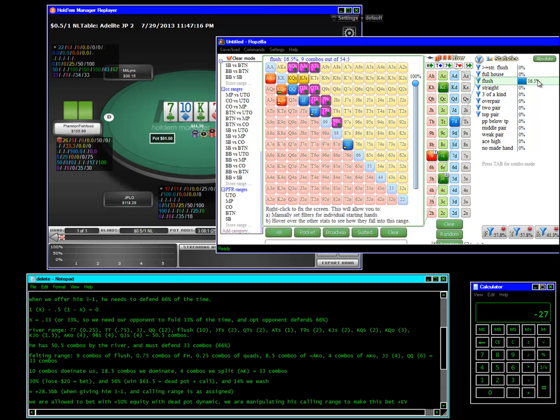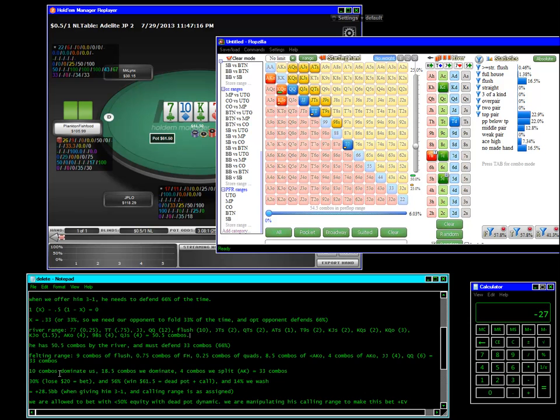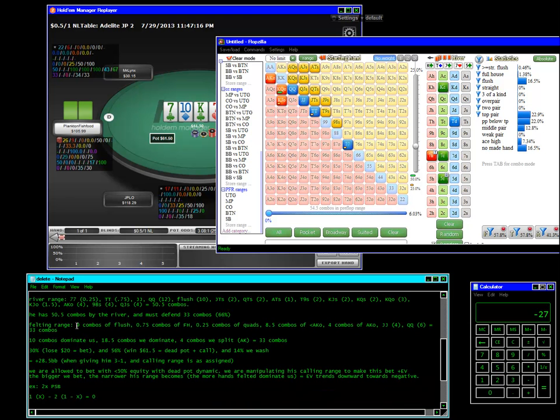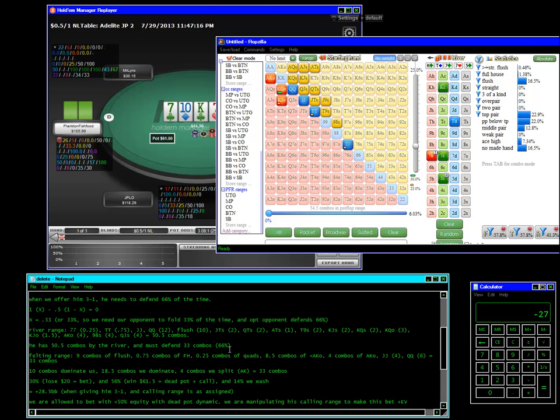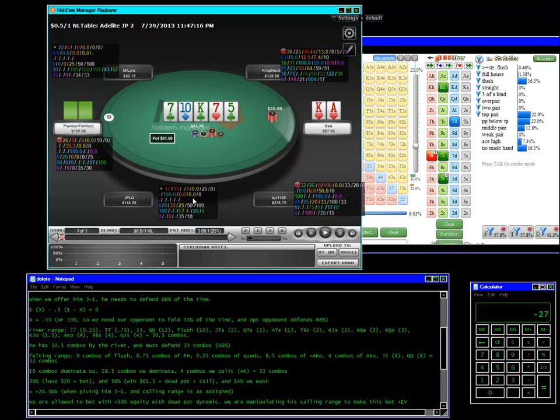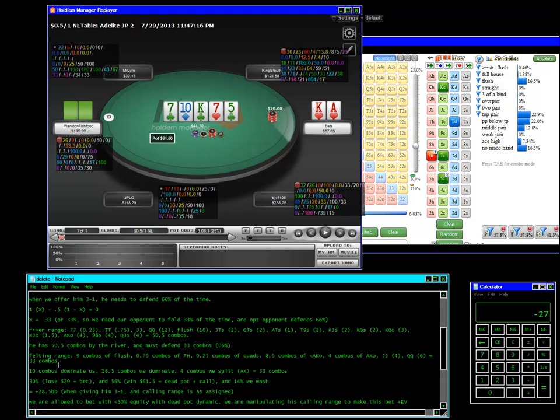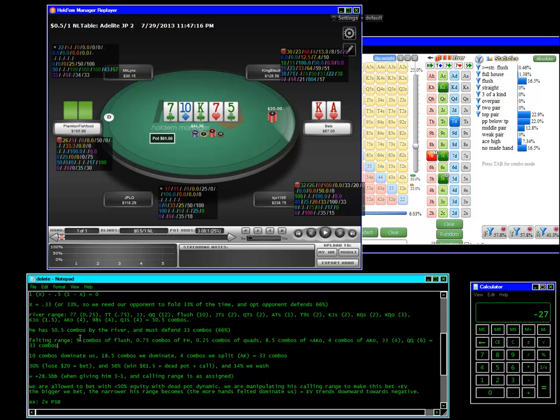So I'm not going to run through each little thing here, but I will go through the list here. So starting range. First of all, okay. So he's 50.5 combos by the river, which is all these. And because he needs to defend 66% of the time, he's got to defend 33 combos. So there's 50.5 combos that he gets to the river with, and he has to defend 33 combos after he bets half pot here. So I came up with a good folding range.